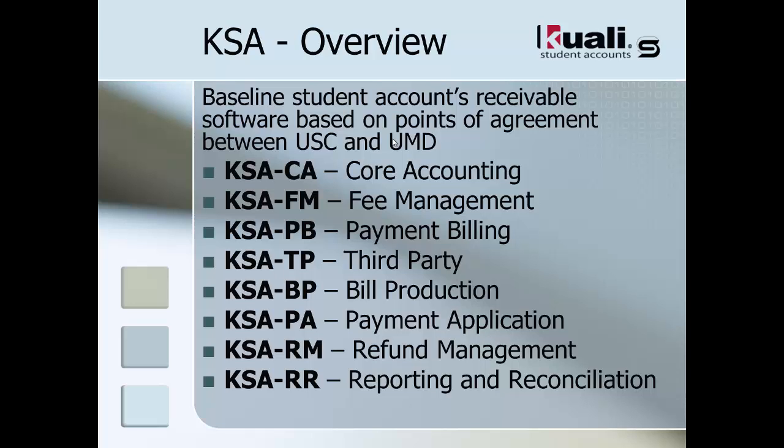We've got KSA CA, which is core accounting, which deals with payments, charges, all that accounting type stuff. We've got KSA fee management, which deals with essentially students signing up for courses and being charged for those courses, tuition, fees, all that kind of stuff. Payment billing, which is the ability to take a student's account and finance it over several different payments, so payment plans. KSA third party, which is KSA TP, which handles taking a student's account and transferring certain charges over to a third party sponsor, such as an employer, anything where somebody else is taking charge of the payment of a part of a student account.